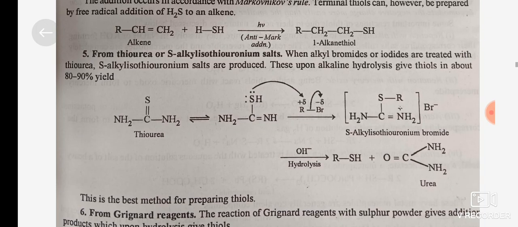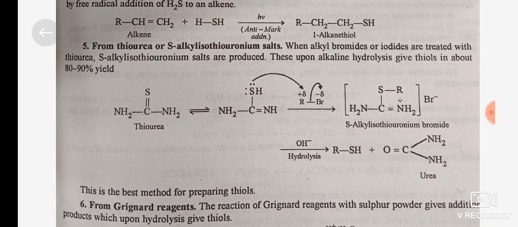Fifth, from thiourea or S-alkyl isothiouronium salt. When alkyl bromide or iodide are treated with thiourea, S-alkyl isothiouronium salts are produced. These upon alkaline hydrolysis give thiol in about 80 to 90% yield. This is the best method of preparing thiol.